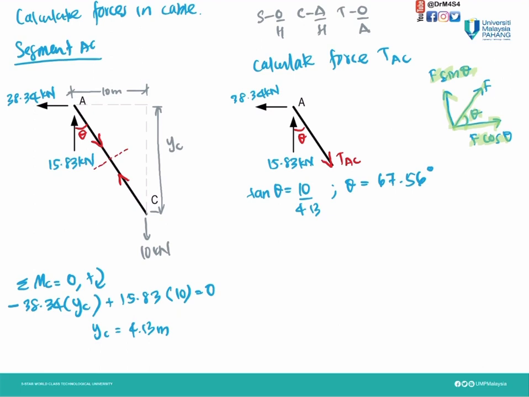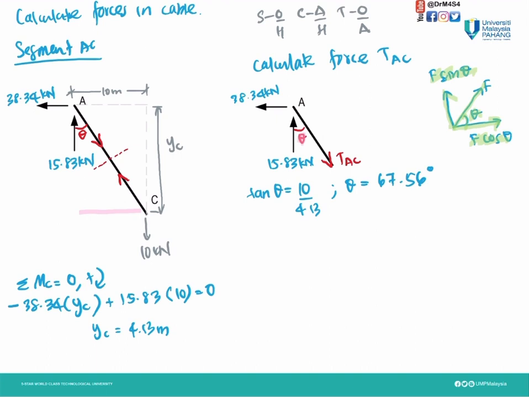Now, we need to calculate what our angle theta is. So we take tangent theta equal to opposite over adjacent. The opposite is 10 meter here.